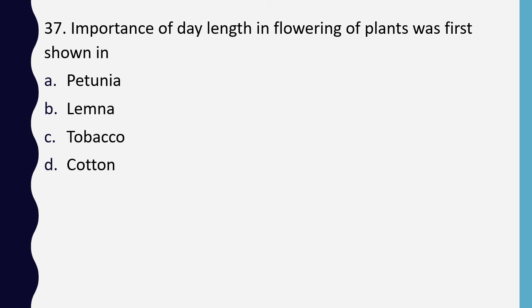Question number 37. Importance of day length in flowering plants was first shown in petunia, Lemna, tobacco, cotton. The correct answer is option C, that is tobacco.